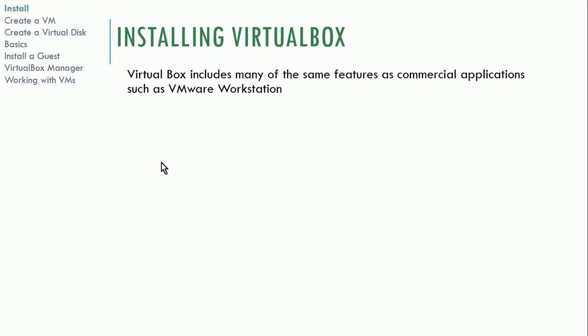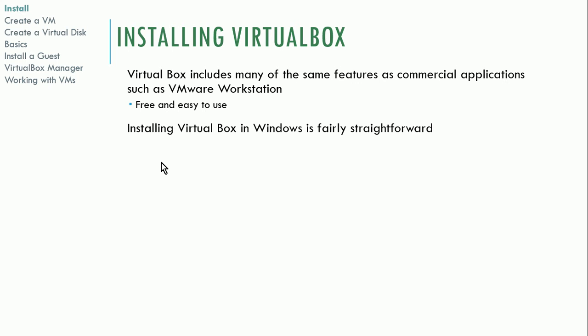So first, installing VirtualBox. VirtualBox includes many of the same features as the commercial applications like Workstation, which you're going to see. But VirtualBox is open source and free to use. So you don't have to buy it. You just go and download it from Oracle's website and you can start using it. And certainly you could contribute to the open source if you wanted to, because it is an open source package.